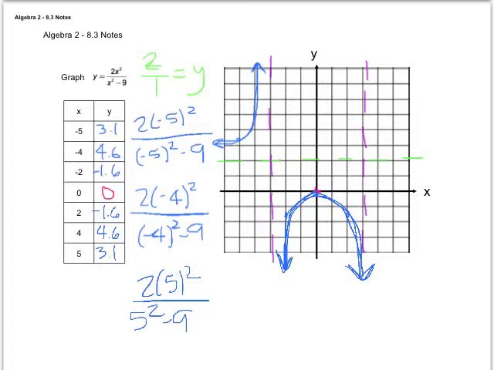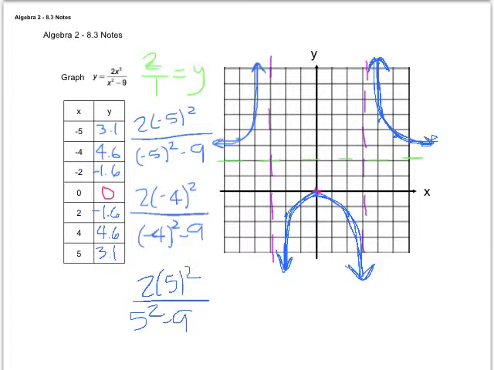And so if we were to plot those 2 points out here, 1, 2, 3, 4, 5 and 3.1, and 4 and 4.6. So it's going to look something like this. And so there's your graph for this rational function.